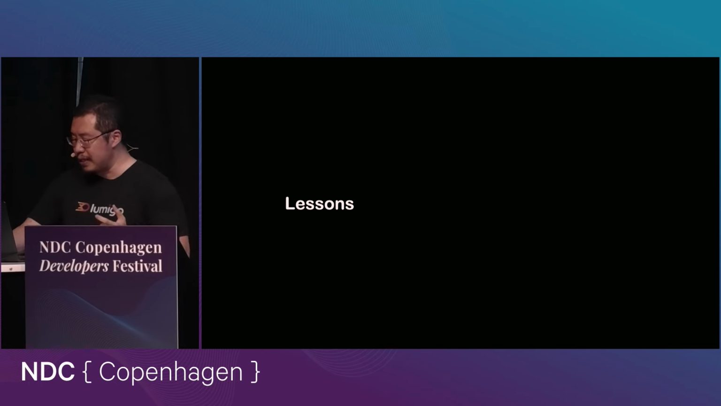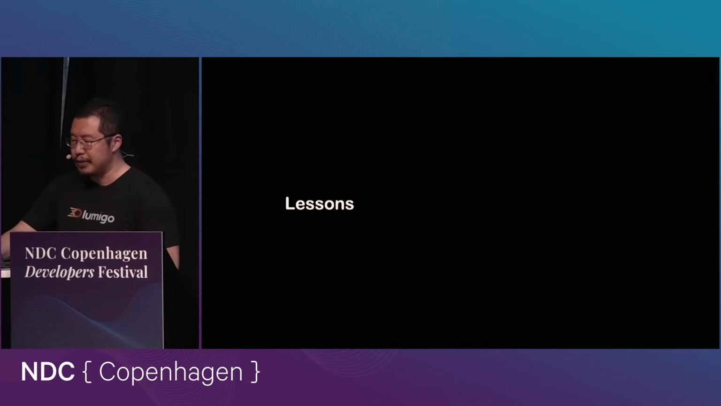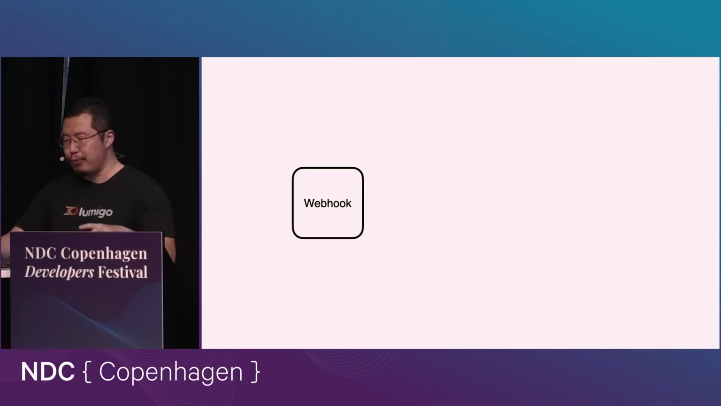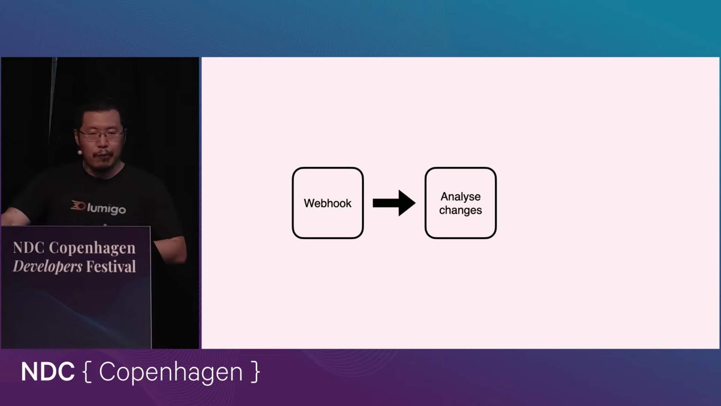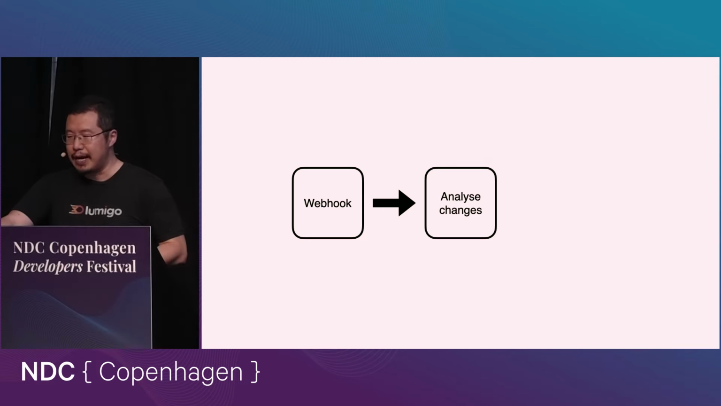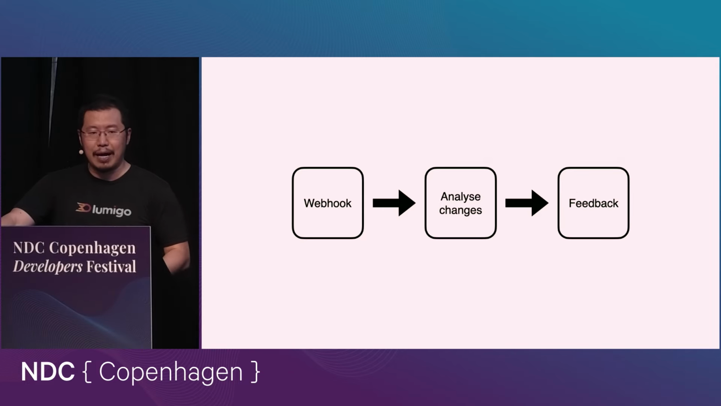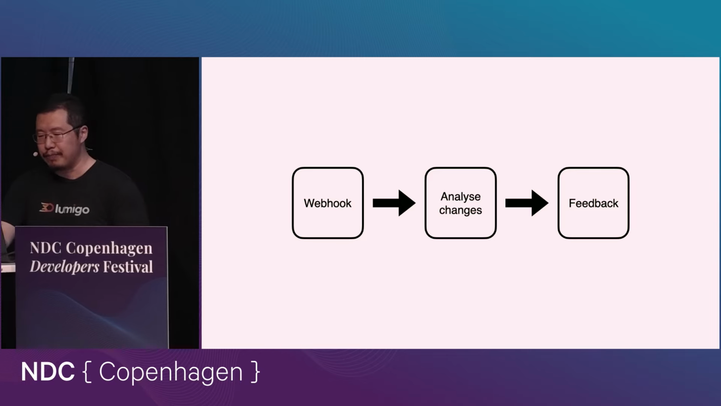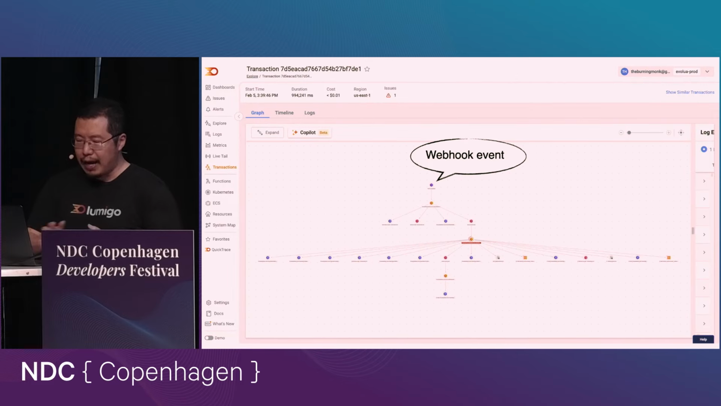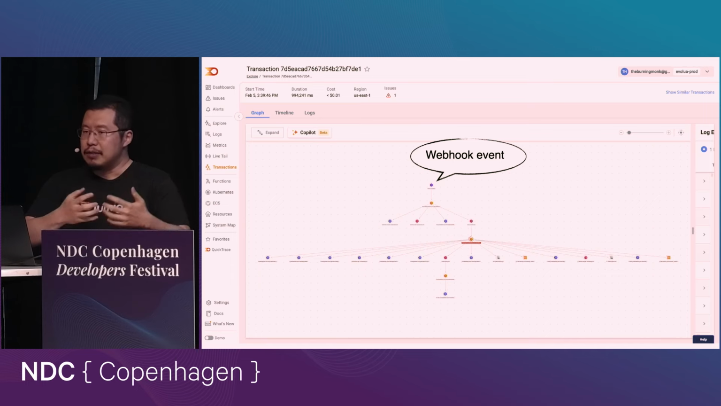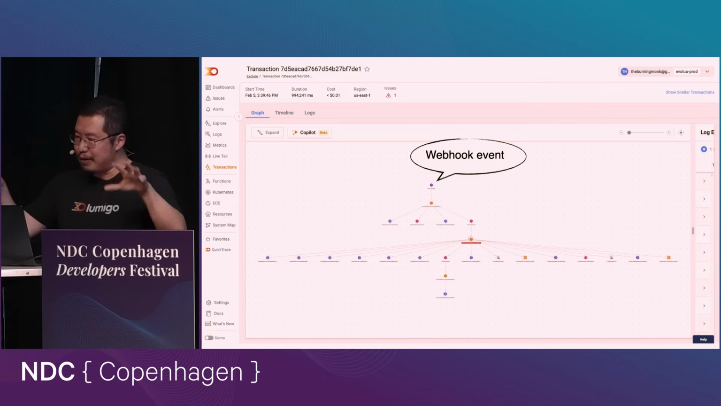So to the main lessons that we've learned: what we actually built is pretty simple. We got something out pretty quickly. It's a bunch of webhooks. We analyze your file changes, and then we give you feedback by telling you which lines have some problems and how to fix them. And if you look into Lumigo, which is the observability platform, I can see that when a webhook event happens, it triggers my Lambda function, and we do a bunch of things.